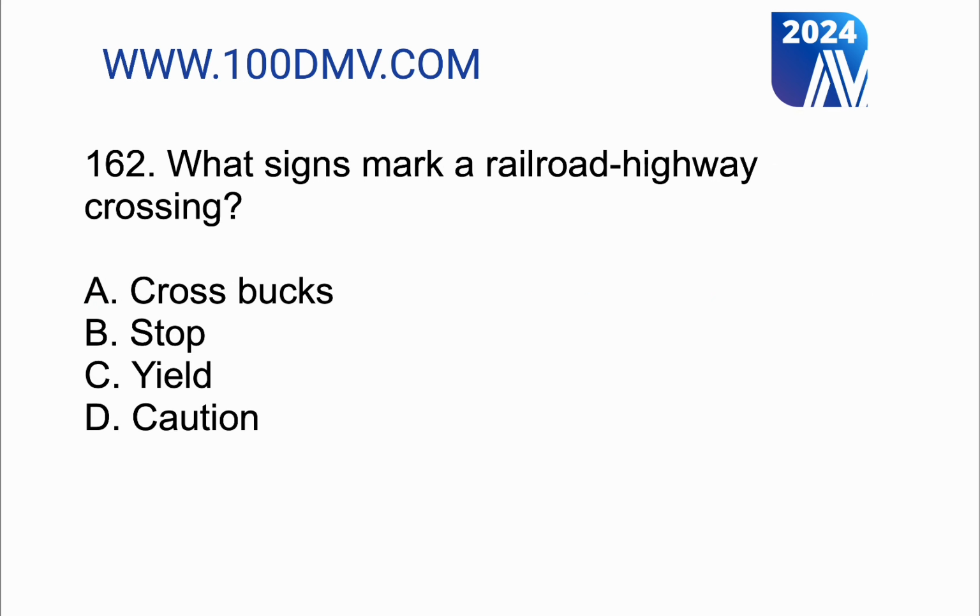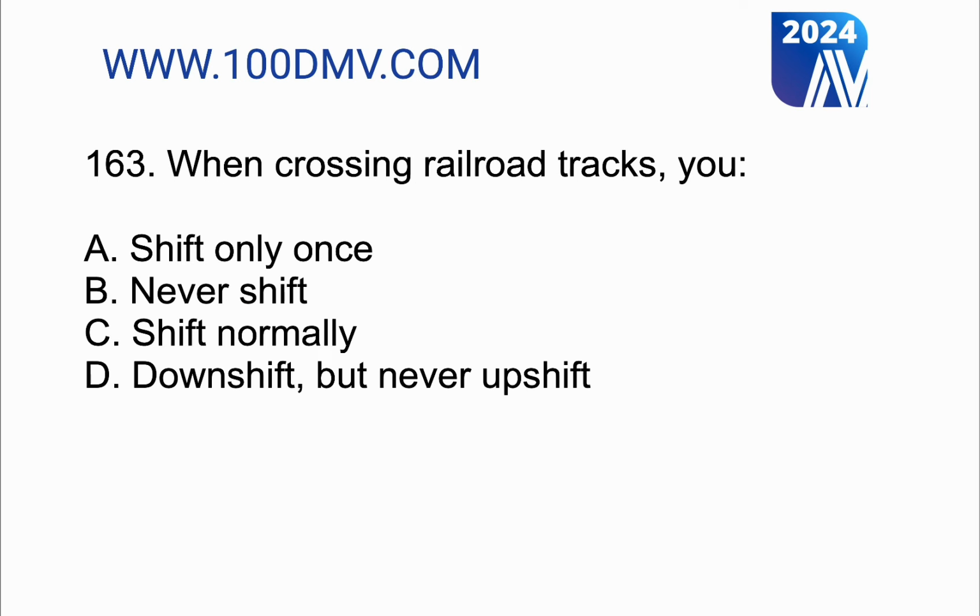162. What signs mark a railroad highway crossing? A. Crossbucks. B. Stop. C. Yield. D. Caution. The correct answer is A, crossbucks.